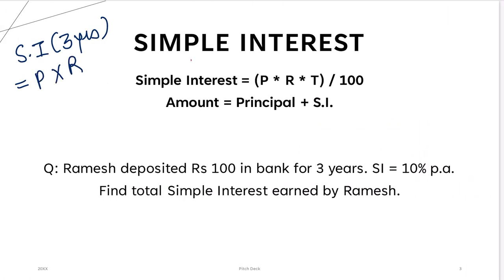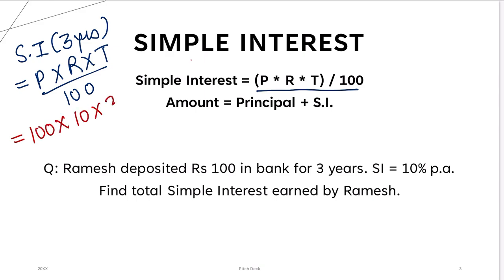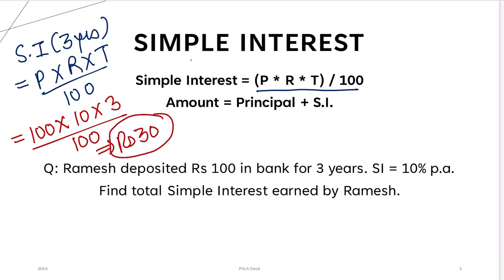Principal into rate of interest into time by 100. So principal is 100 rupees, rate of interest is 10, time is 3 years, divided by 100, and you will get 30 rupees from here. So 30 rupees is the amount which you will get as simple interest after 3 years.